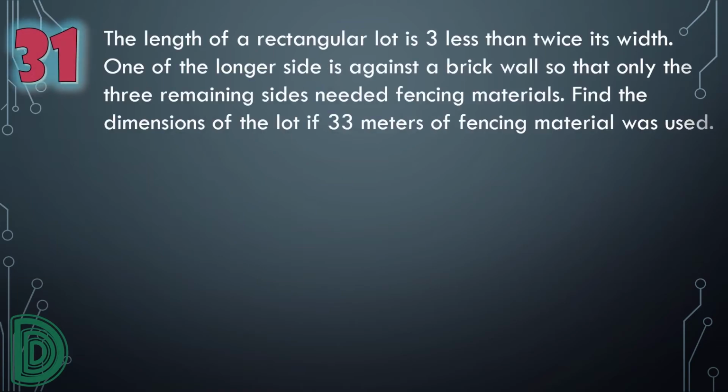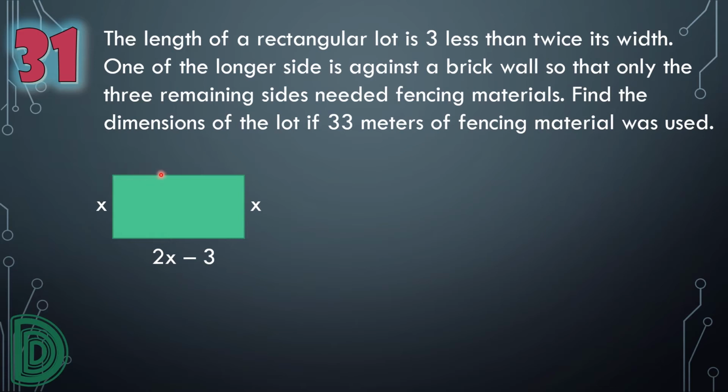Number 31. The length of a rectangular lot is 3 less than twice its width. One of the longer sides is against a brick wall, so that only the 3 remaining sides needed fencing materials. Find the dimensions of the lot if 33 meters of fencing material was used. First, let us have a figure that shows the conditions in the problem. Let x be the width, therefore the length will be 2x minus 3.